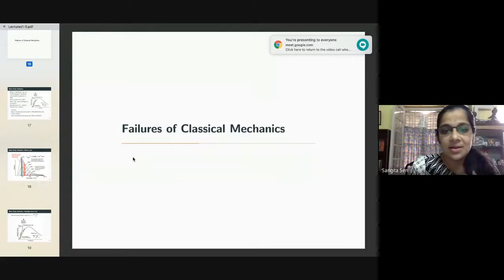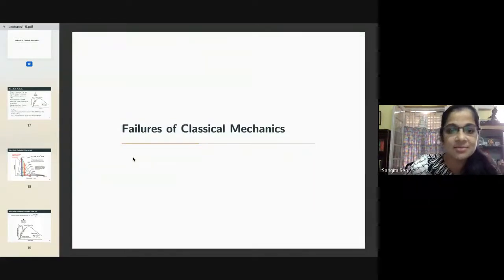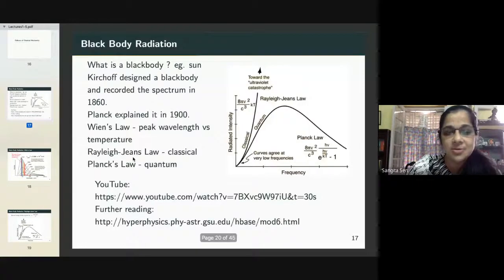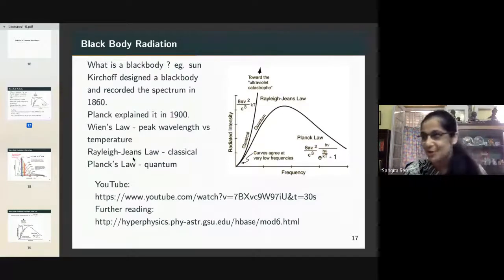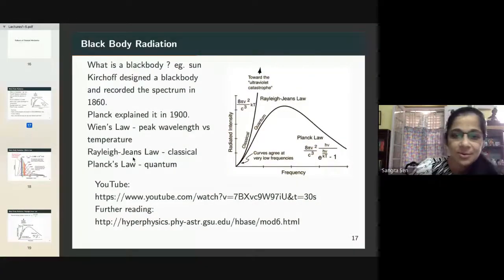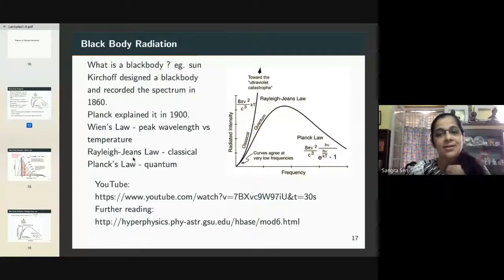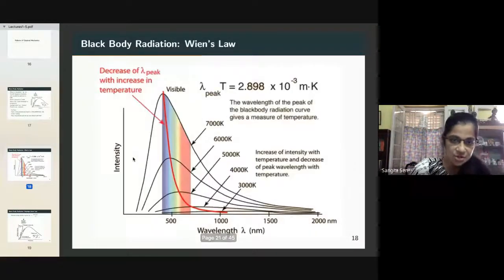Okay. So last class we started with the failures of classical mechanics, and the first thing we did was black body radiation. And as I can see, most of you have gone through this. So we found that the classical Rayleigh law could not explain the curve, and the quantization of the energy of oscillators in the black body, which emitted radiation, helps us explain the observed radiation curve.